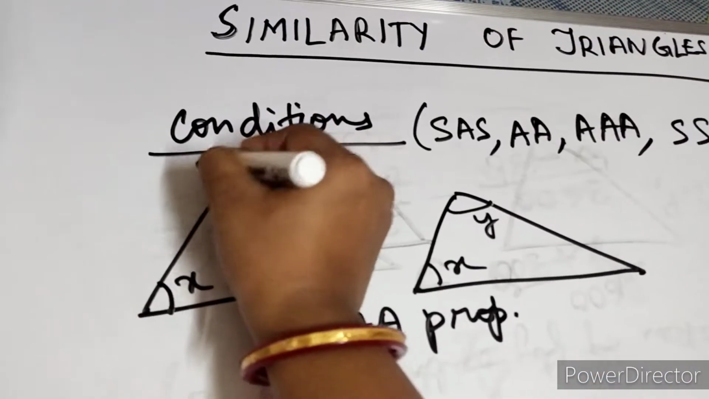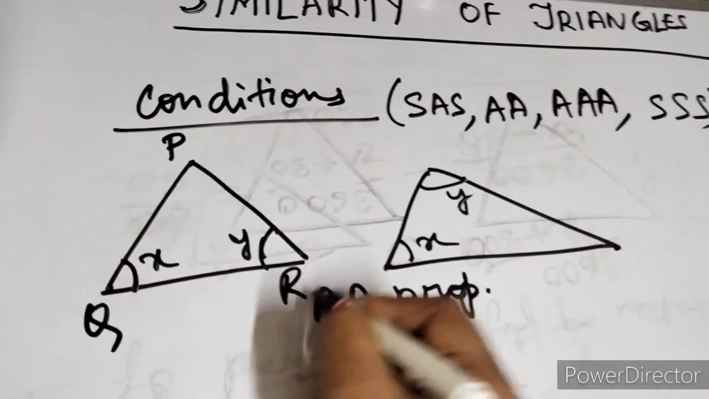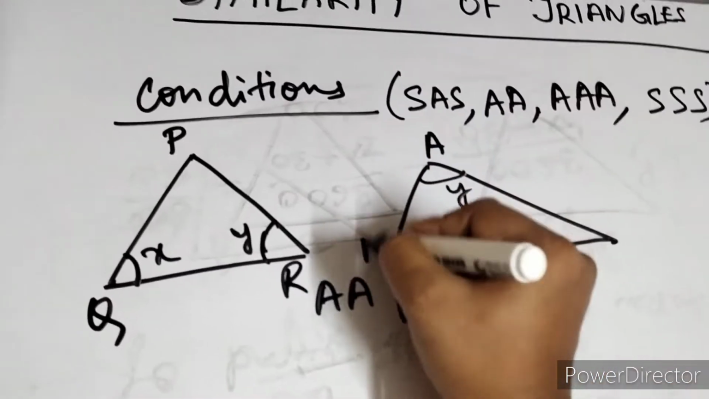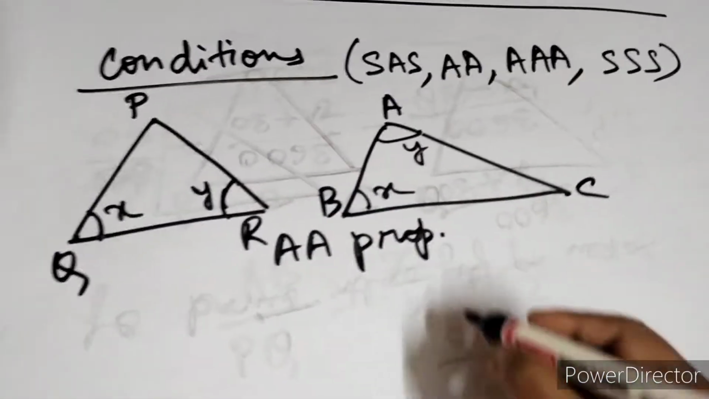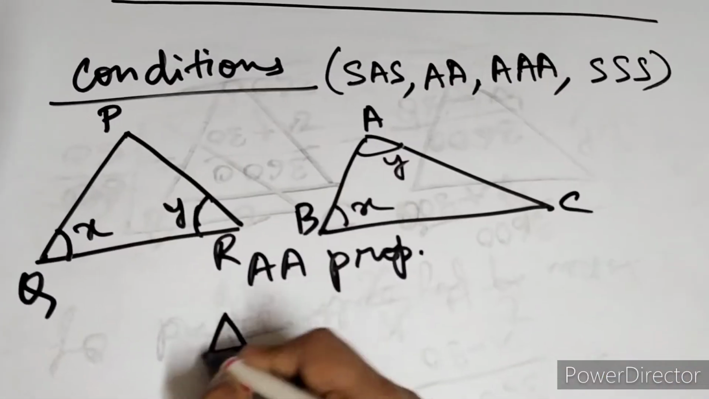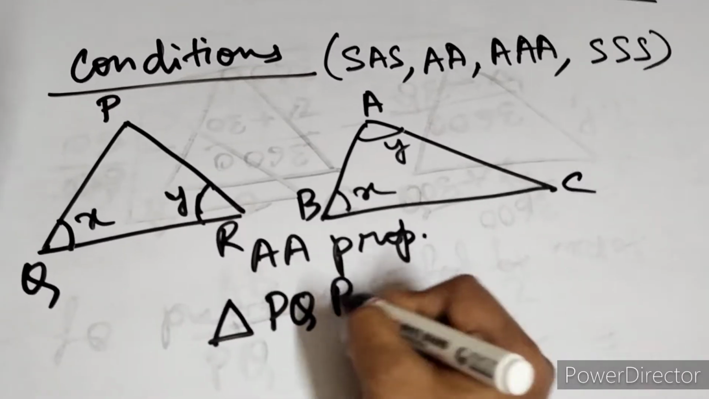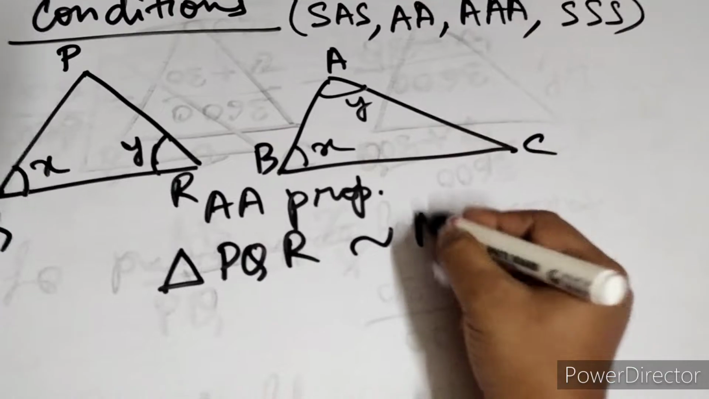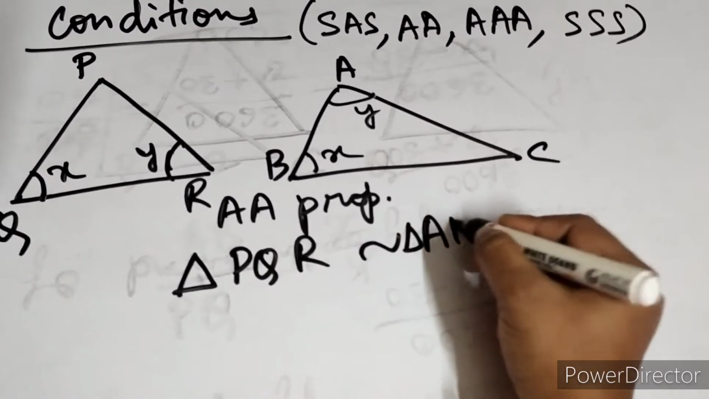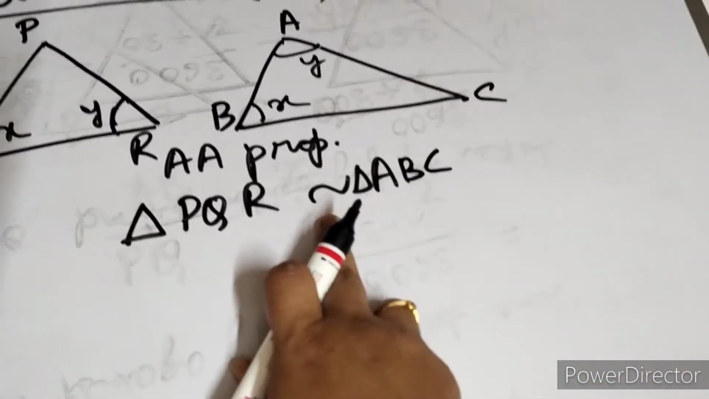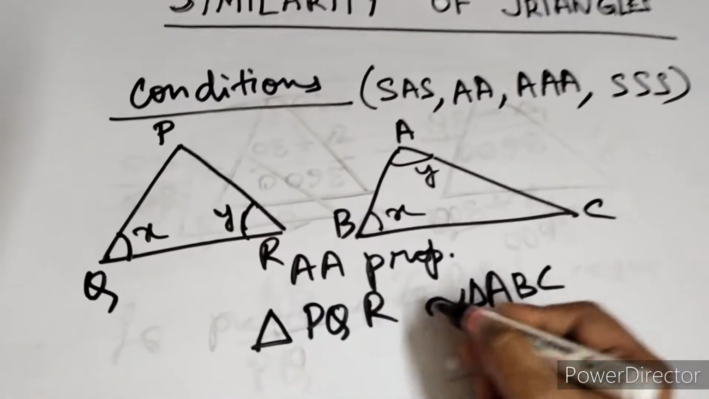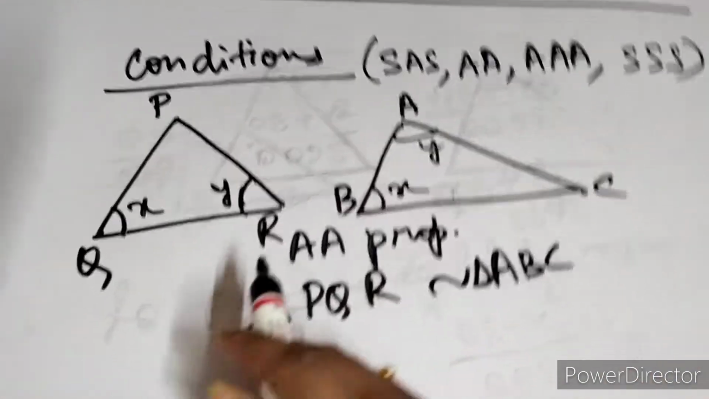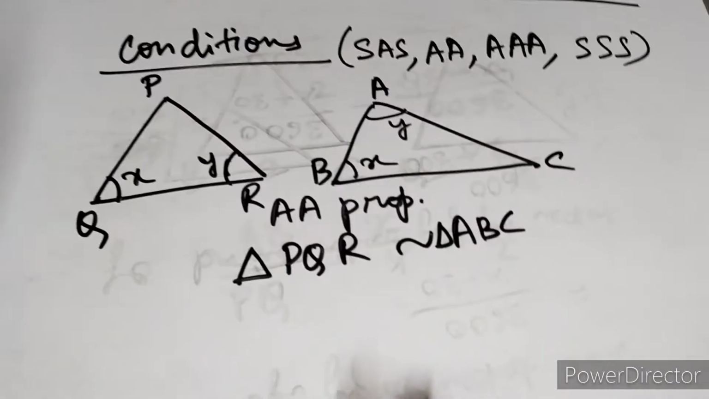these two triangles, suppose this is PQR and this is ABC. How do we write it? Triangle PQR is similar to triangle ABC. This is the similarity sign, similar to. By angle property, these two triangles are similar.